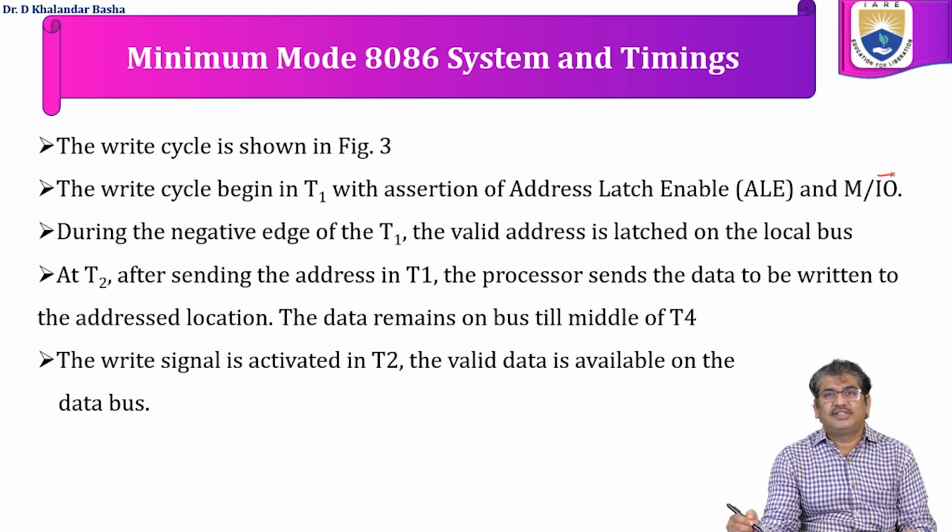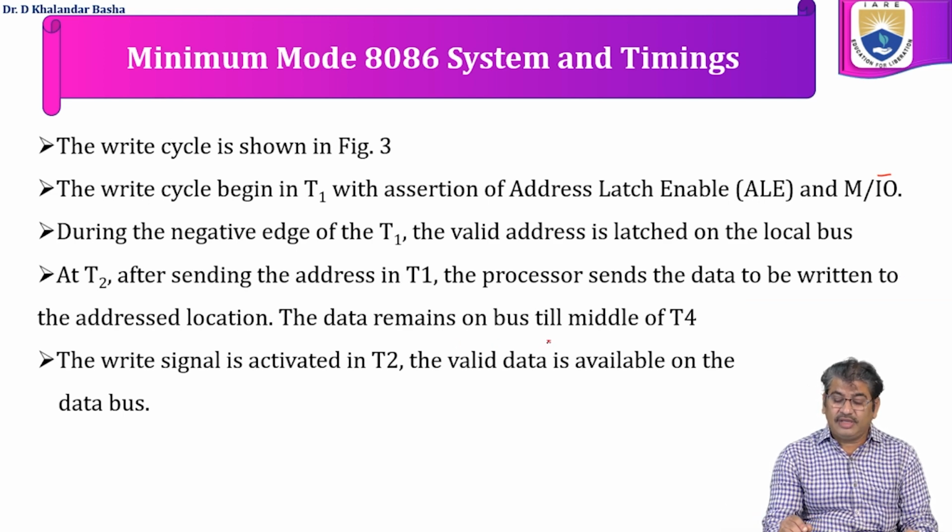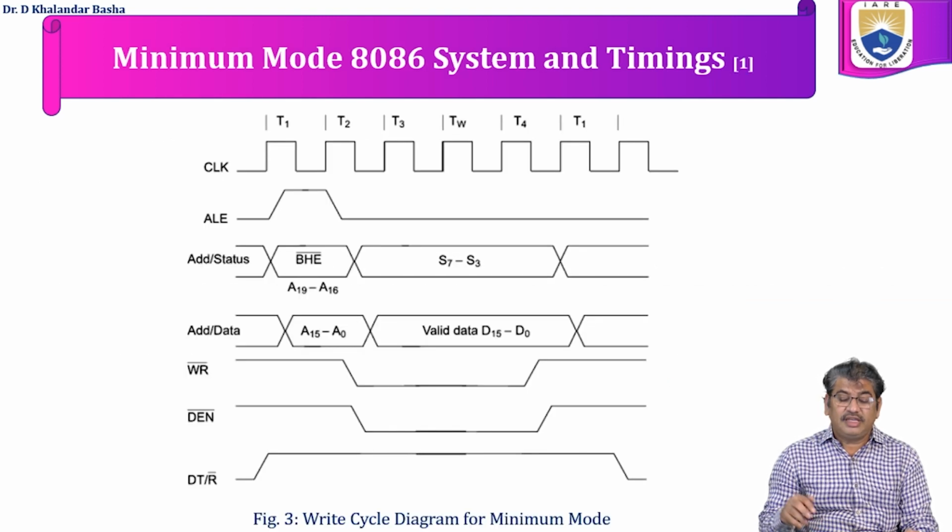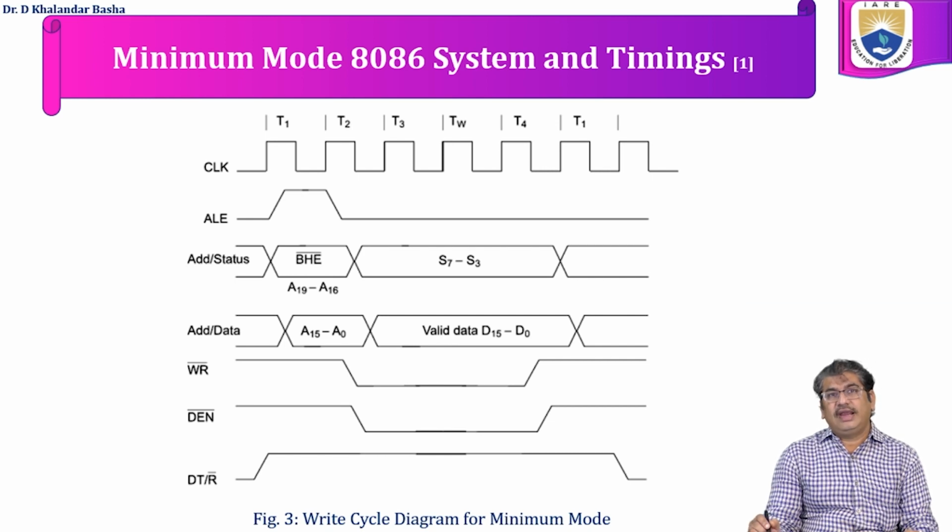At T2, after sending the address in T1, the processor sends the data to be written to the address location corresponding to memory or IO device. The data remains on the bus till the middle of the T4 cycle. The write signal is activated in T2. The valid data is available on the data bus. Now we will see the timing diagram for write cycle in the minimum mode.